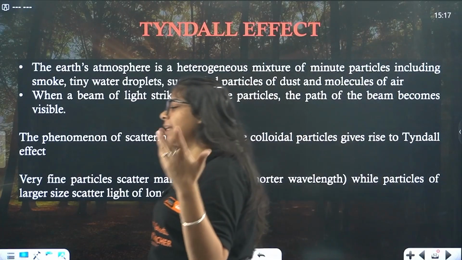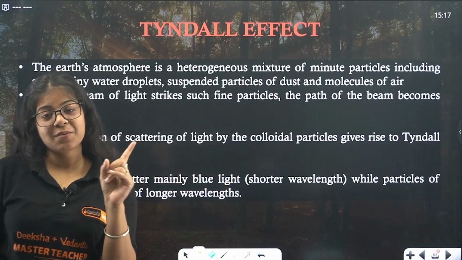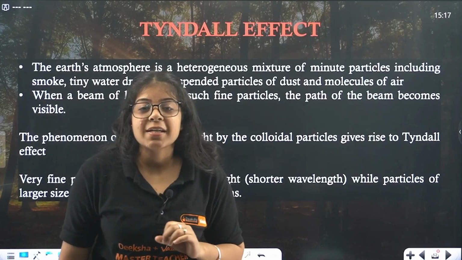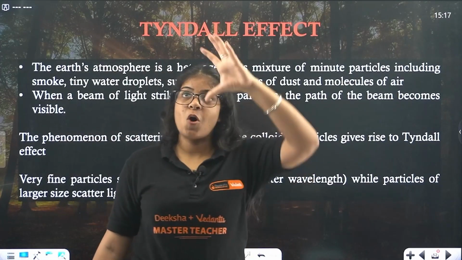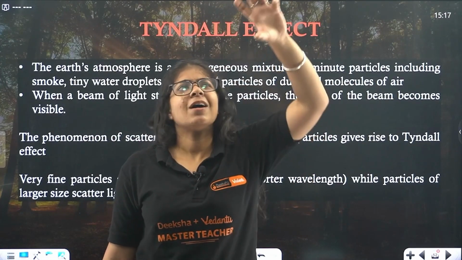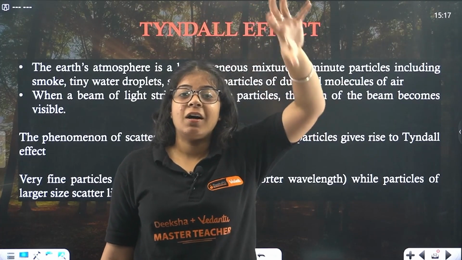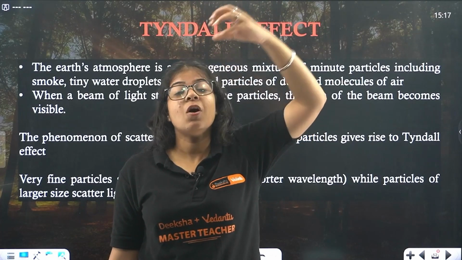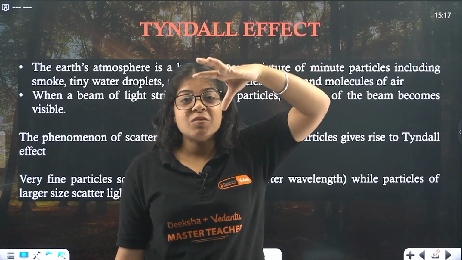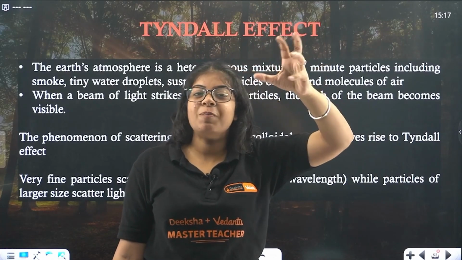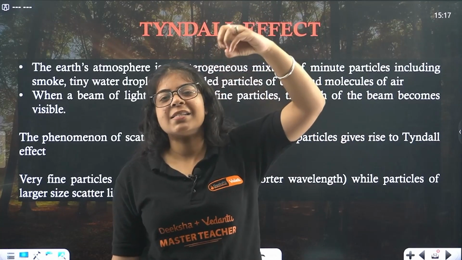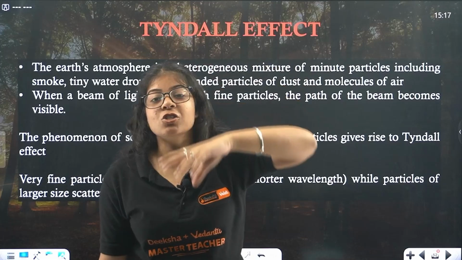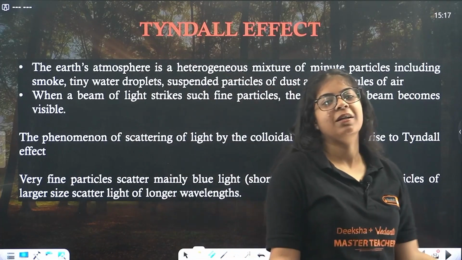Now, beta, Tyndall effect we studied in 9th chemistry as well. Okay. What is it? There is a small opening on the top of your room. So light comes in, and there are dust particles, small particles. Through those particles, the path of the light is visible, and that is what Tyndall effect is.